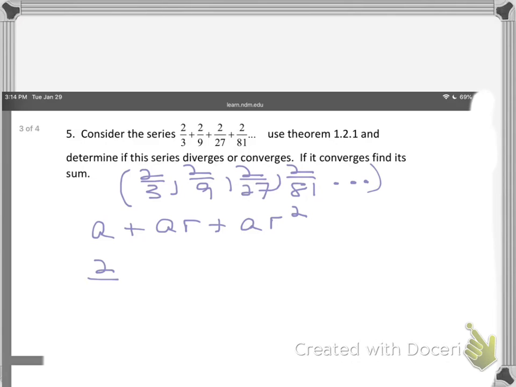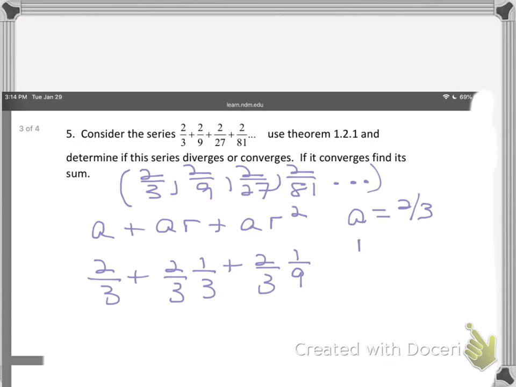So if a is 2/3, then I will multiply by 1/3 to get r. So 1/3 would be r. Is that true? That's 2/9, so we're good. Now if we continue, is that going to work? 2/3 times 1 over 3 squared is 2 over 27, and yes, that's giving us what I need. So I now know I can define a equals 2/3, and r equals 1/3.